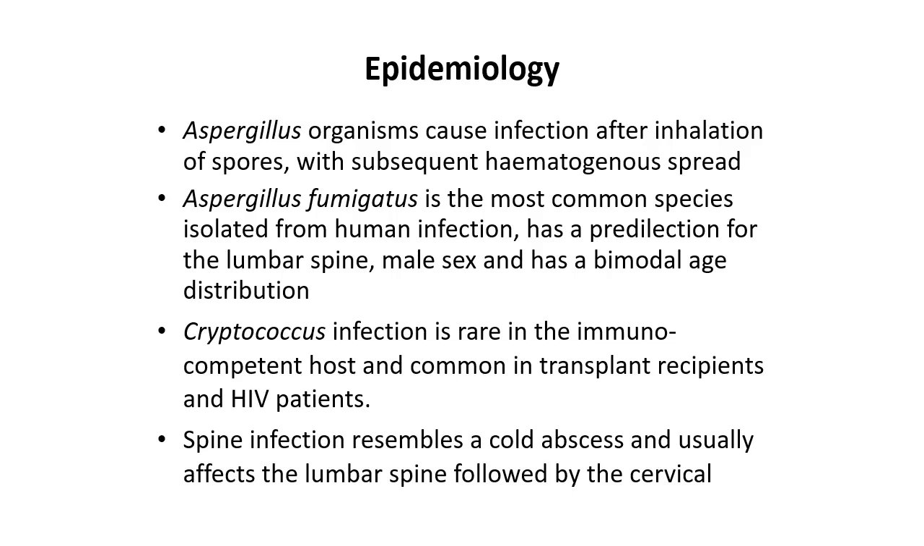Cryptococcus infection can spread to the CNS and bone hematogenously and often resembles a cold abscess similar to TB. The lumbar spine is most commonly affected, followed by the cervical region. Isolated cryptococcal osteomyelitis is rare, and bony lesions are seen in 5 to 10% of disseminated CNS cryptococcal infection.